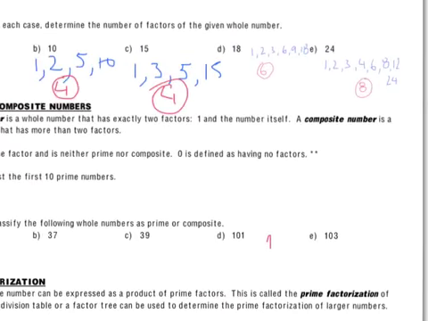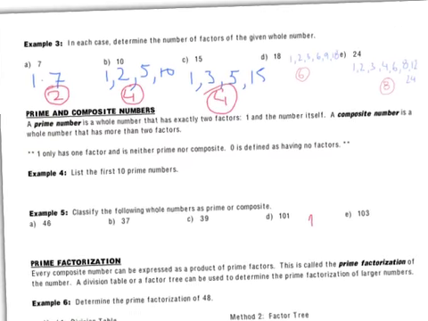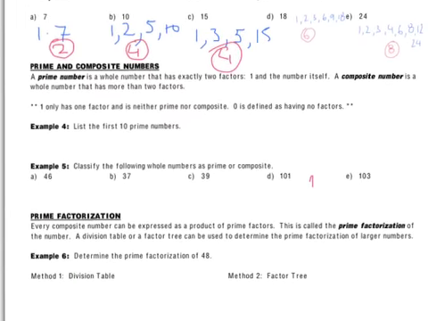Okay, moving on to some definitions here. How do we know if a number is prime or composite? Well, a prime number is a whole number that has exactly 2 factors, and those 2 factors will be 1 and that number itself. So in the above examples, only 7 is a prime number. So go ahead and highlight that or underline it in your notes.